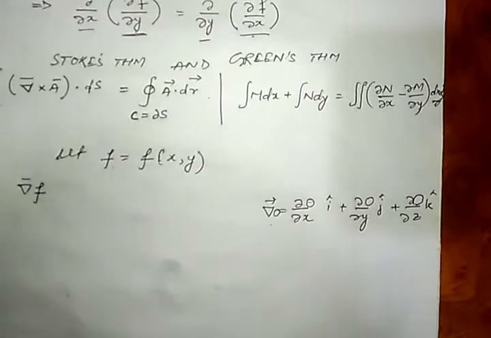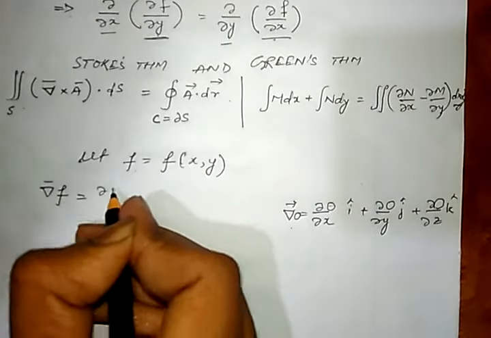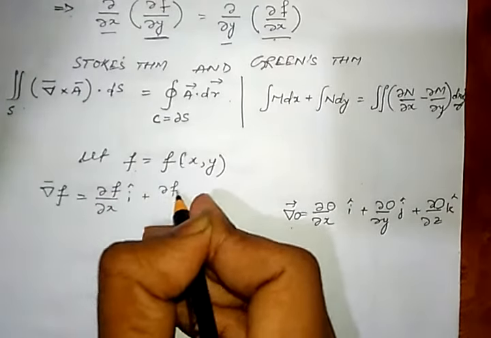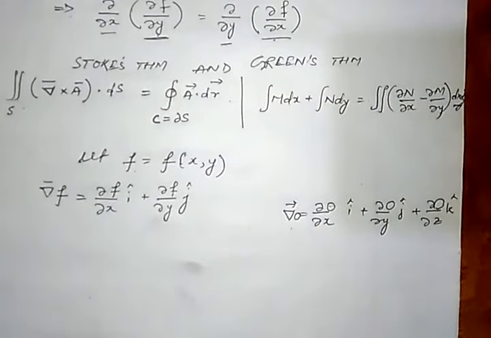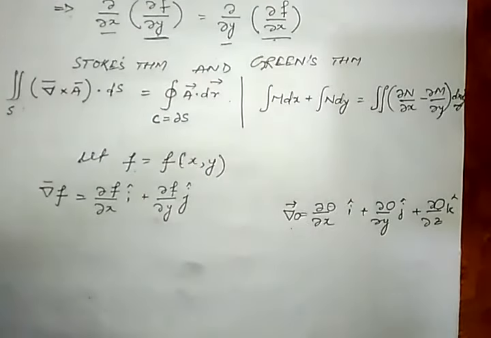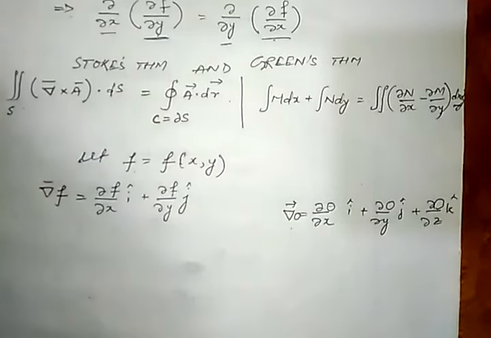Now for grad f, it is going to be ∂f/∂x i cap plus ∂f/∂y j cap. But ∂f/∂z is going to be 0. Why? Because the function is only dependent on two variables x and y. Hence the derivative of the function with respect to z is going to be 0, because the function is independent of z. Hence it is not changing with any change in z.